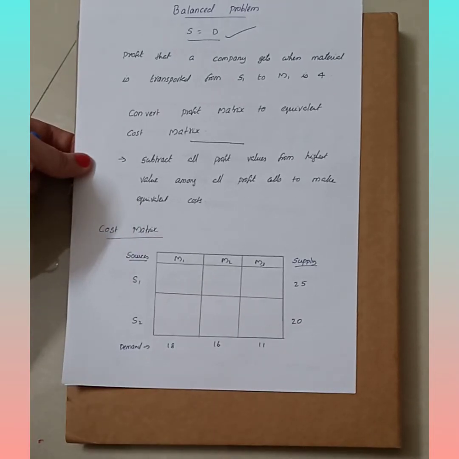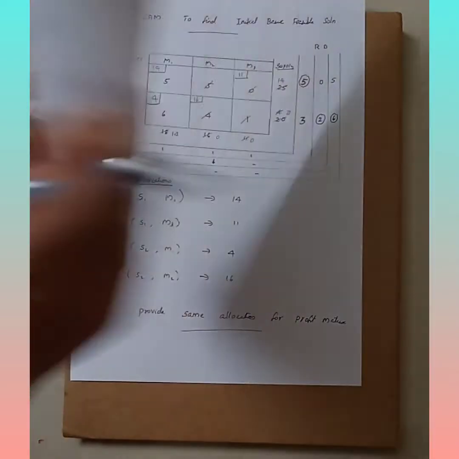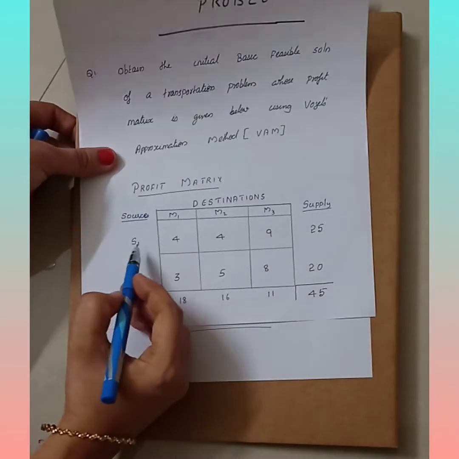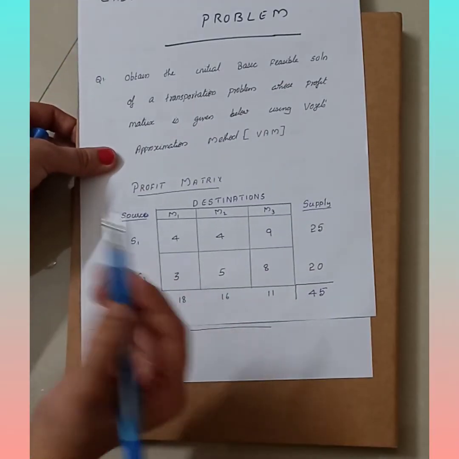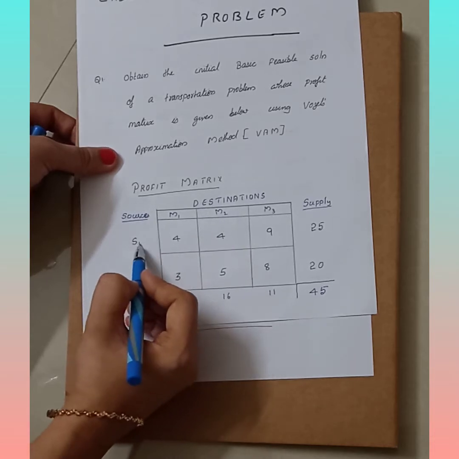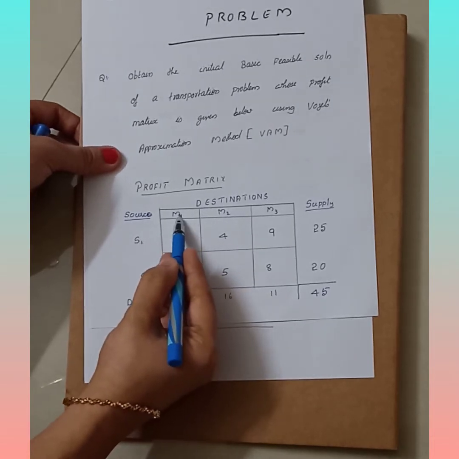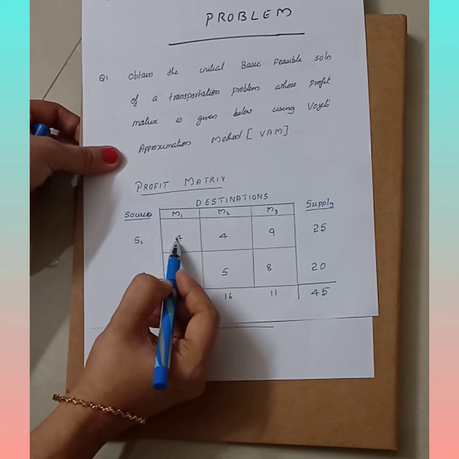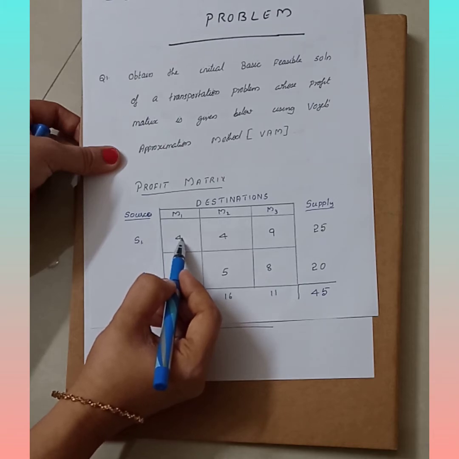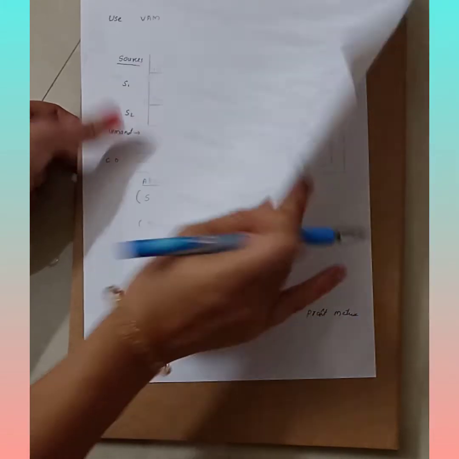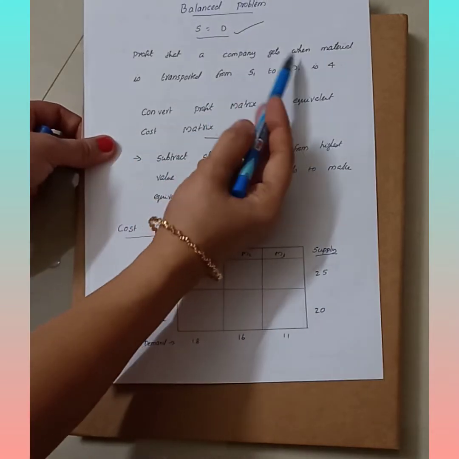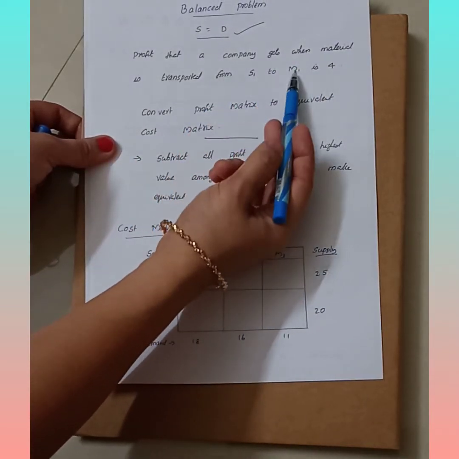Now the given problem is a profit matrix. So what does this mean? If you take S1, for transporting some material from source 1 or S1 to market M1, the profit incurred is 4. It can be rupees, so it is rupees 4. That is the meaning: the profit that a company gets when material is transported from S1 to M1 is 4.